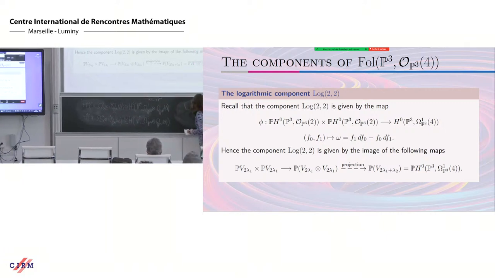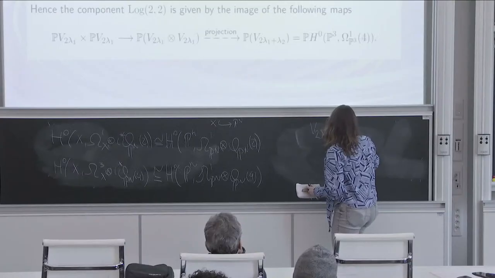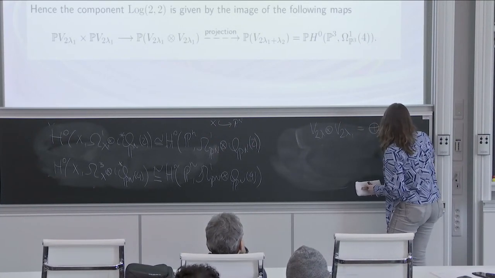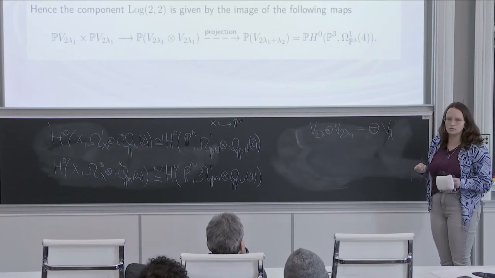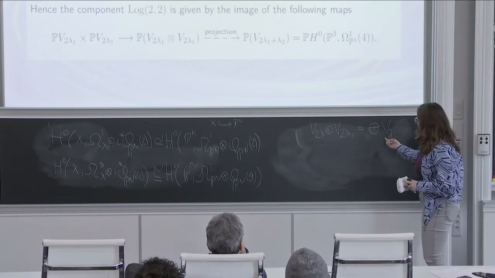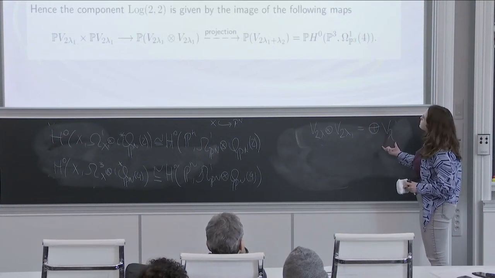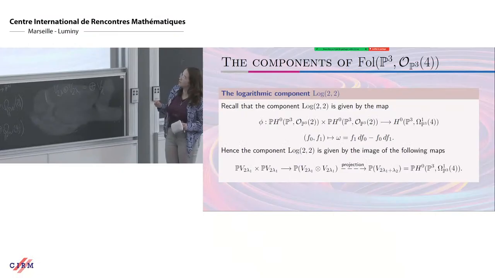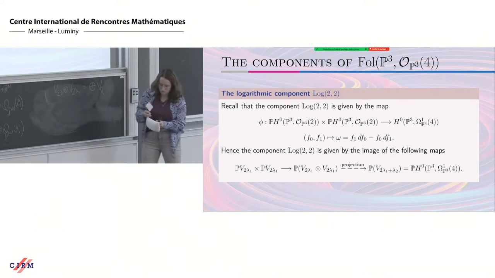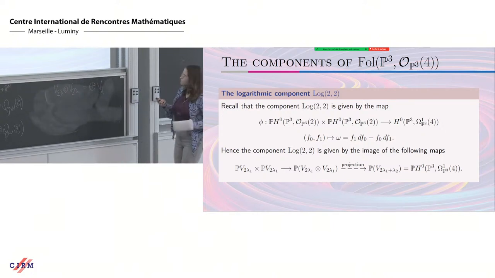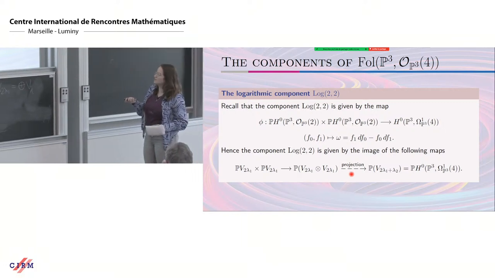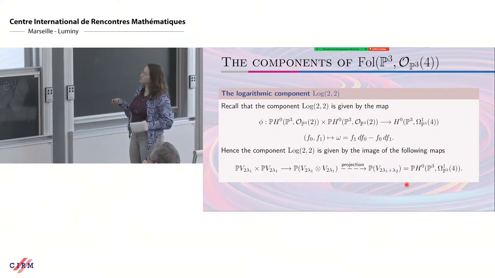This representation V_2lambda1 tensor V_2lambda1 will not be irreducible. It will be a direct sum of irreducible representations, because here we are considering a reductive group. One of the summands is the representation with highest weight 2 lambda 1 plus lambda 2. So we consider the projection that goes from this product to the representation with highest weight 2 lambda 1 plus lambda 2.